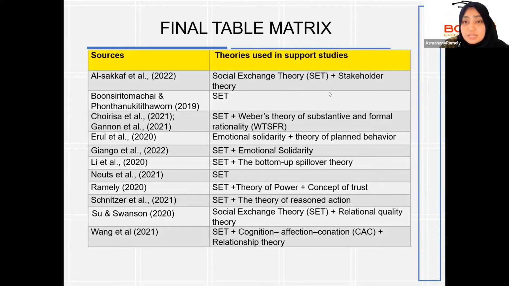Now we come to our last slide, where we want to see the frequency. Based on the table matrix, just imagine that you have read 20 or 30 Q1, Q2, Q3, Q4 articles, and you notice that to measure resident support, SET, social exchange theory, is the core theory widely used by the previous authors. That shows that SET is the theory for you to use. That is the basis.